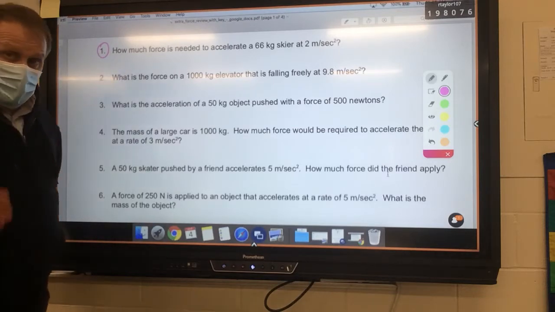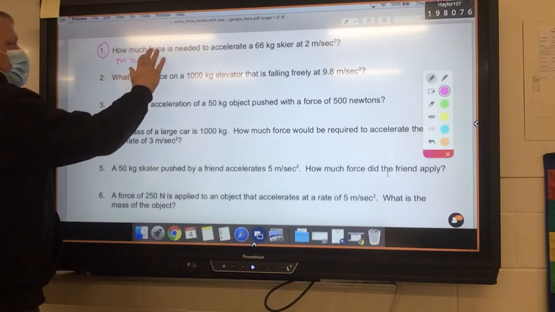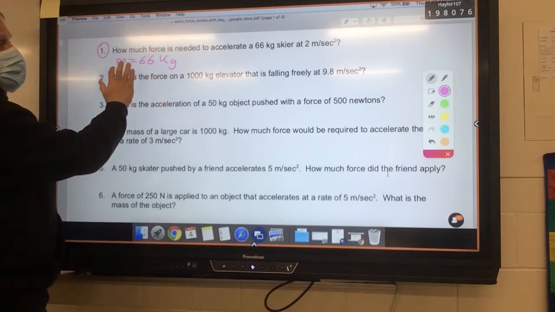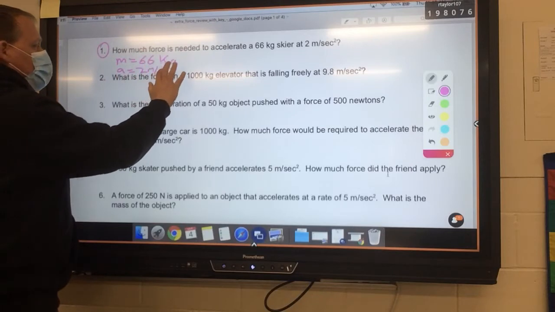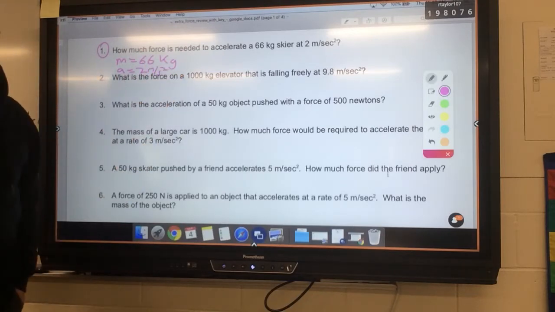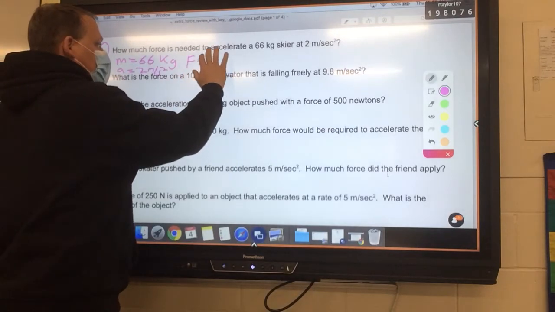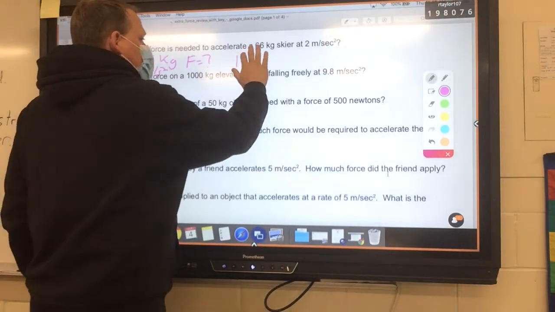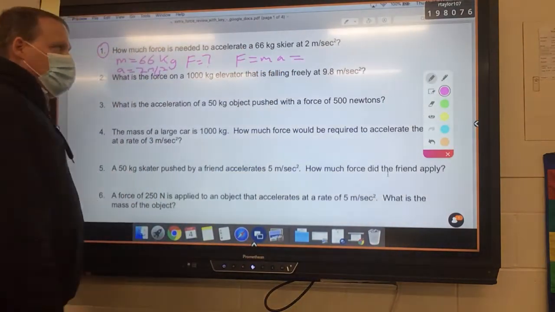So using GUFS, we'll start out with our givens. We're given the mass is 66 kilograms, and we're given the acceleration is 2 meters per second squared. First of all, F is my unknown. And I can go to my formula. F is ma. Force is mass times acceleration.